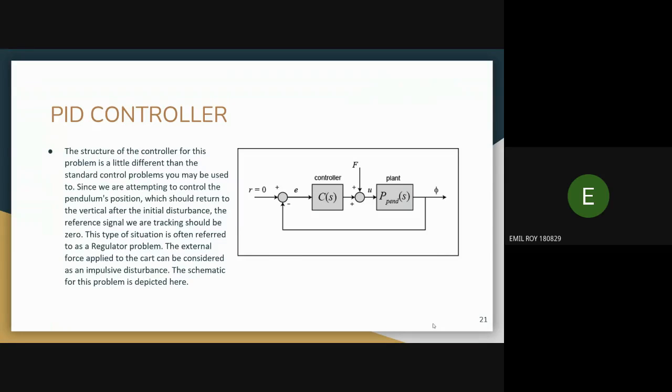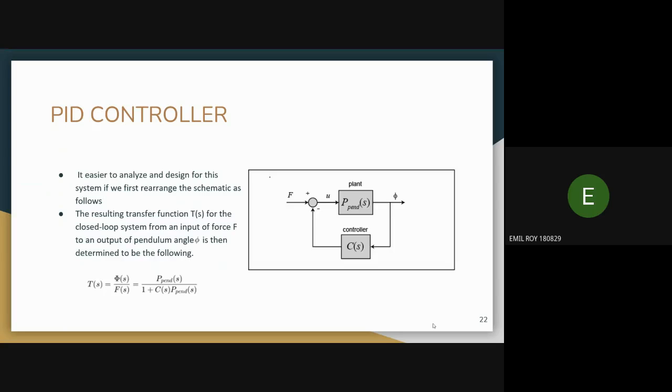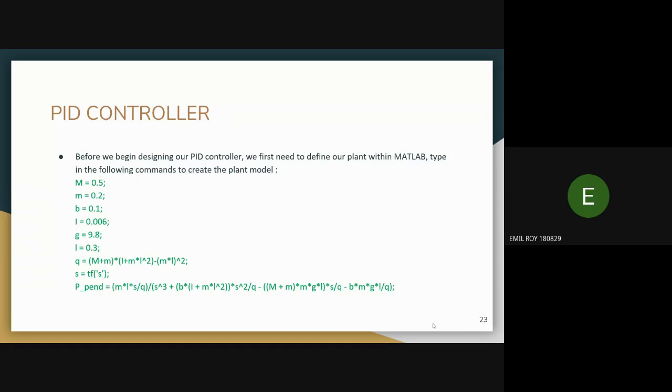Next slide. Here is a schematic diagram for the pendulum itself. The cart's position will be given in the next slides. There are three gains for the PID controller: proportional gain, integral gain, and derivative gain. Here we give all of them unity, and we write a code in MATLAB, and we got a response like this.